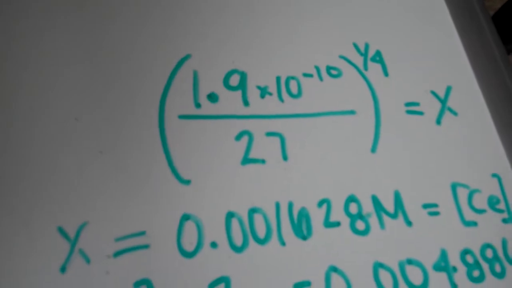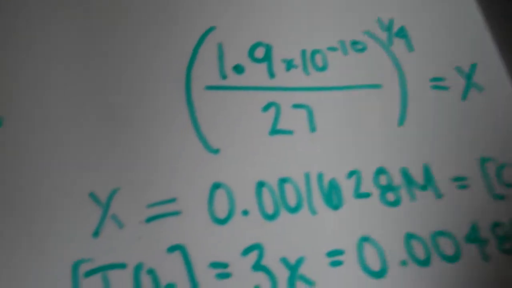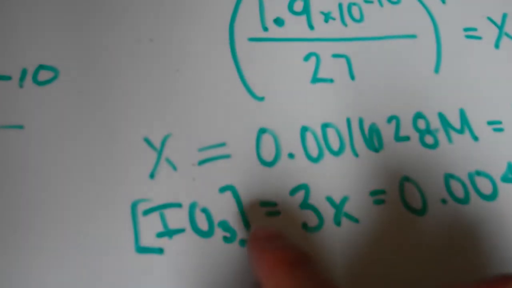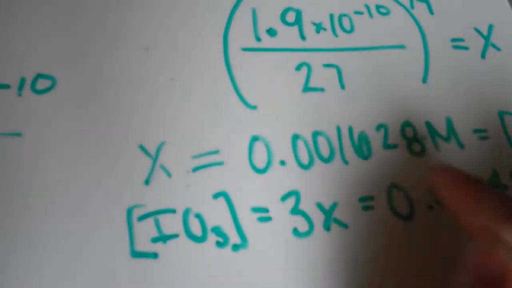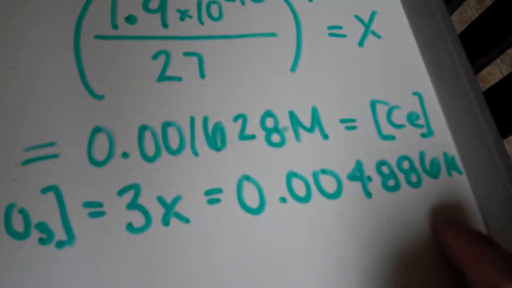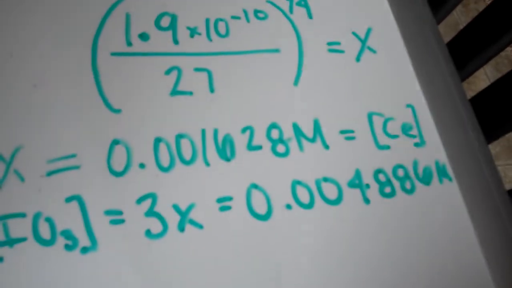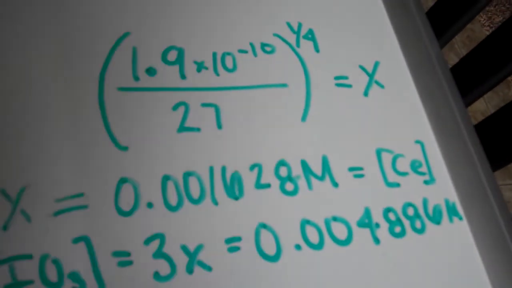However, IO3 was 3 times that amount, so we have to take 3 times the amount of X to get this concentration. Once we have done that, we have solved the problem, and that is the end of it.